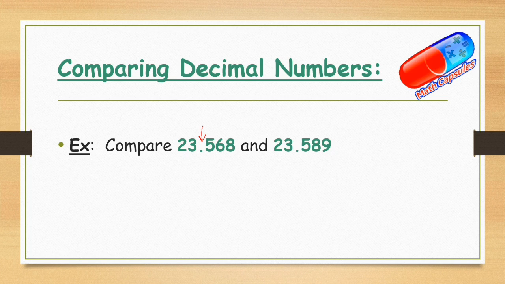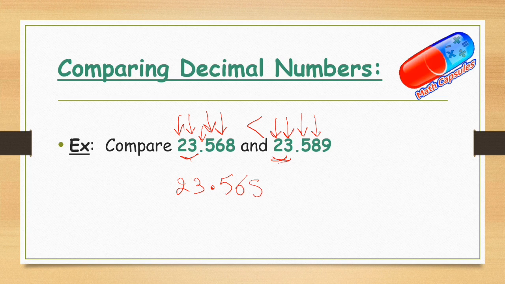Both of them have 23. So we start from 2, compare it with 2. They are the same, so we continue to the next one. 3 and 3, also the same. So go farther. 5 and 5, again the same. Now 6 and 8. Oh, so stop here and just put our sign like this. So the answer is 23 and 568 thousandths is less than 23 and 589 thousandths.